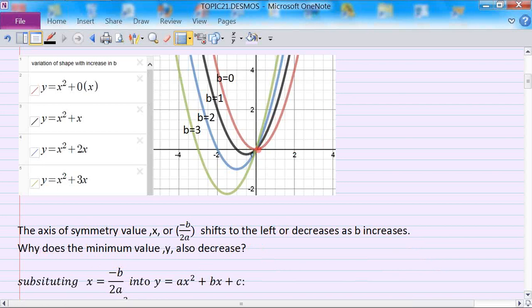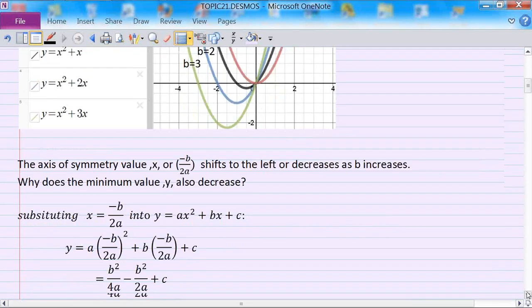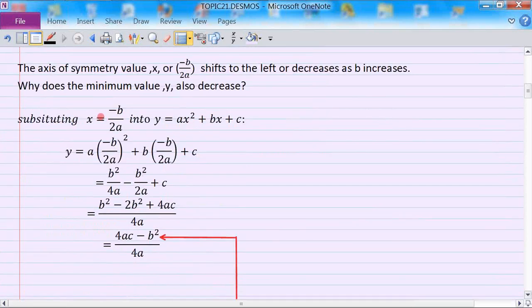Now you'll notice one other thing here. The bottom value, or the minimum value, also decreases. The minimum for each one of these graphs decreases. And why is that so? Well, if we substitute minus b over 2a into y equals ax squared plus bx plus c, we replace the x with minus b over 2a, we get this, plus this, plus this. So all we're doing is replacing the x with minus b over 2a. Obviously, this is squared, and this is to the power 1.